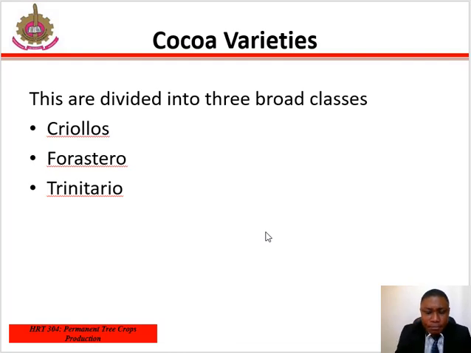Cocoa varieties. Cocoa varieties are of basically 3 types. We have the criollo, we have the forastero, and we have the trinitario. The trinitario is called trinitario because it is a cross between the criollo and the forastero. The trinitario originates from Trinidad. That is why it is given the name trinitario.